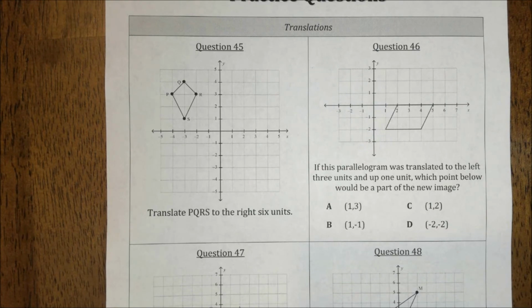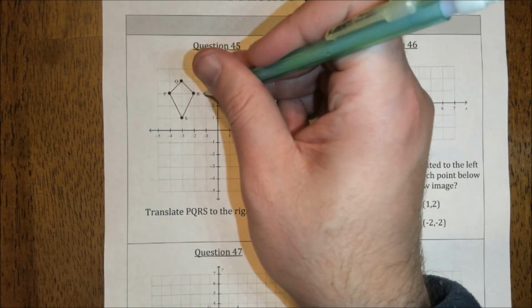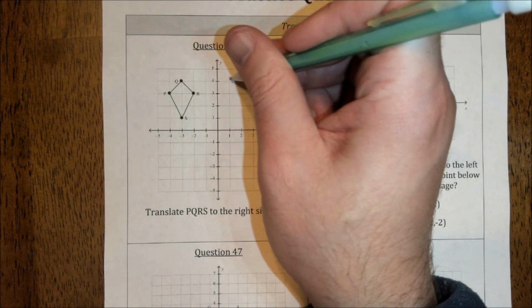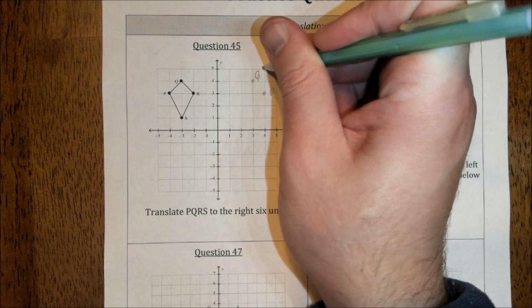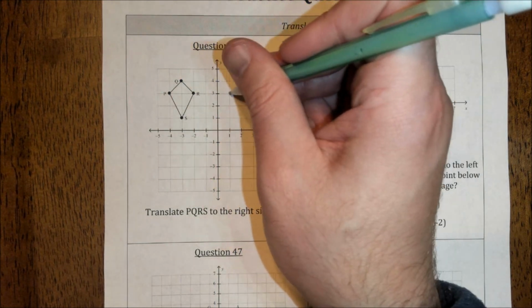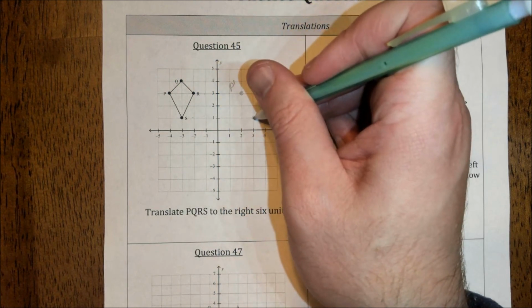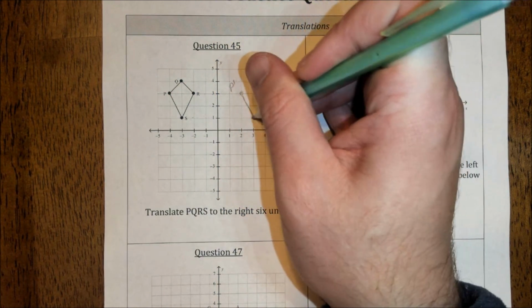Question 45 wants us to move it to the right 6 units. 1, 2, 3, 4, 5, 6. Done.